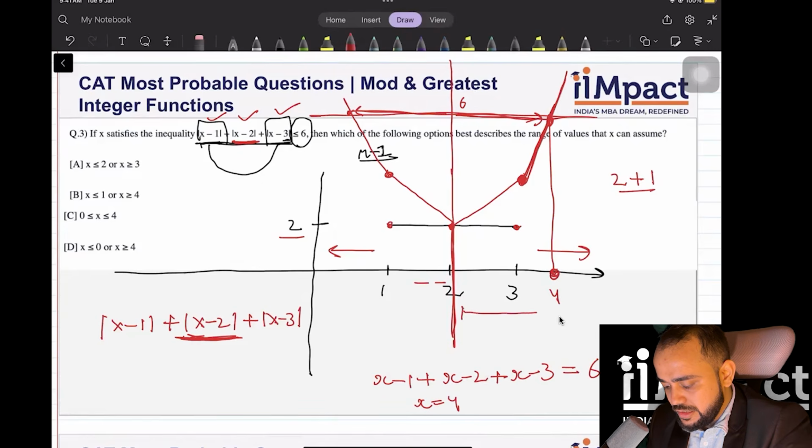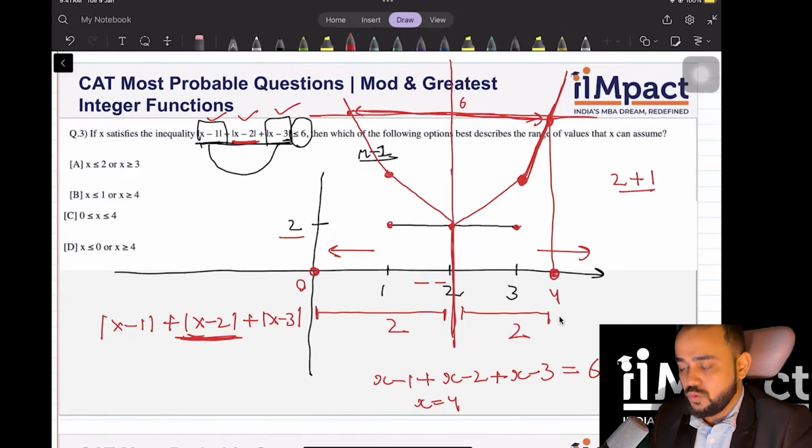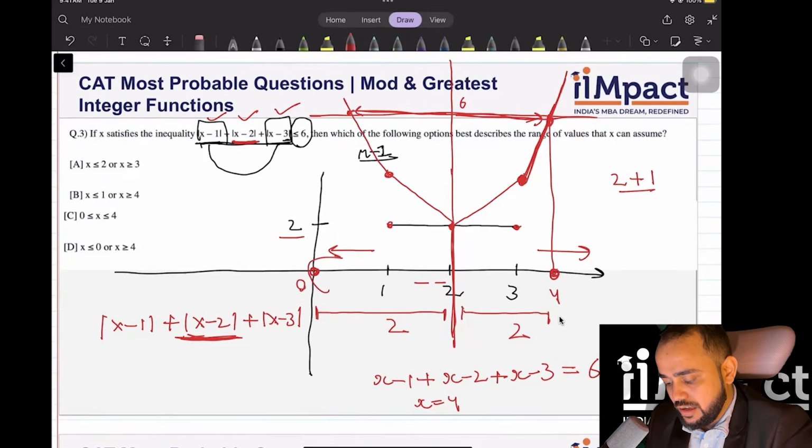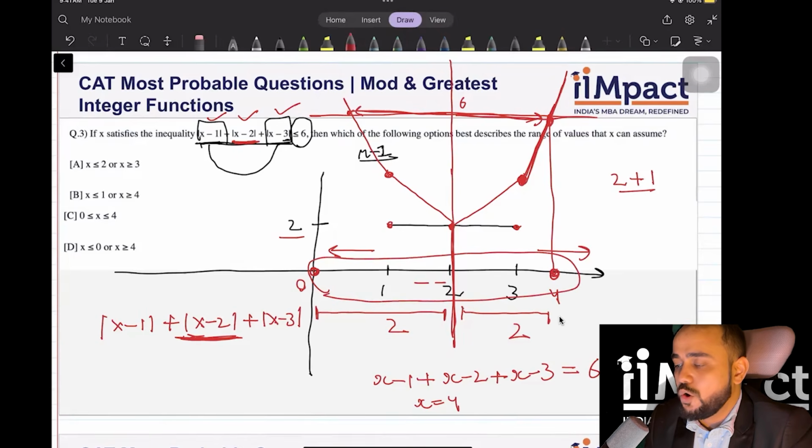The difference here is 2, which means the value on the other side, which will yield me the same value, will also be at a distance of 2, which will be 0. So this becomes my range, or rather, this becomes the acceptable values of x for which this inequality is satisfied. So my answer will be option number C.